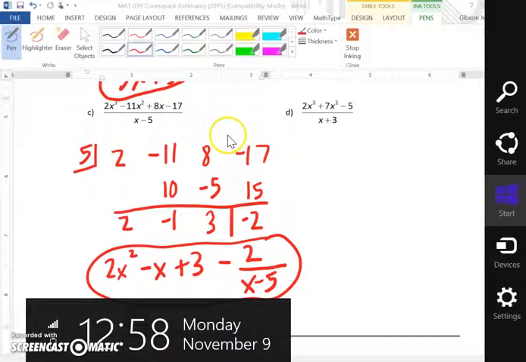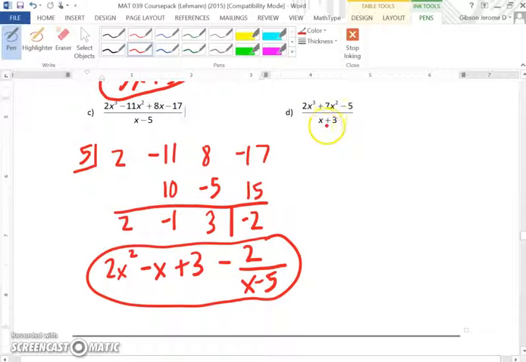Now we come here to D. Now with D, we take the opposite here of our denominator. This would be negative 3. And then we would have the coefficients. We would have 2, 7. Now look here. This is x cubed, x squared. We don't have an x here. So to represent x, we would put 0, then negative 5. Because we must have it in order. It must be exactly in order.